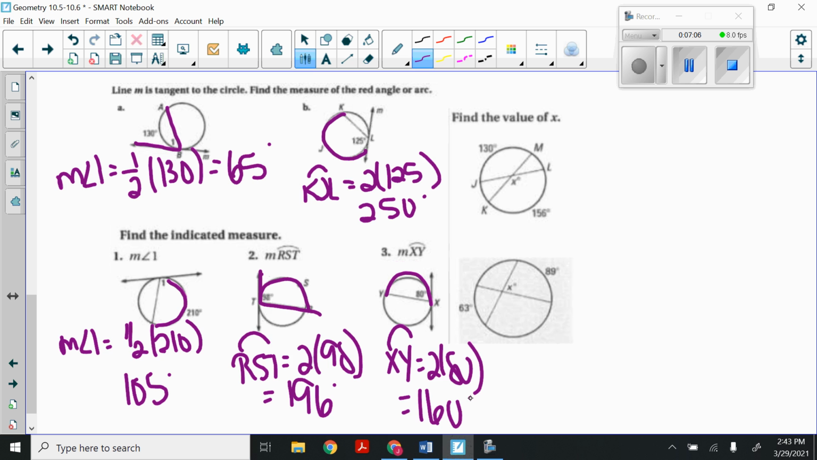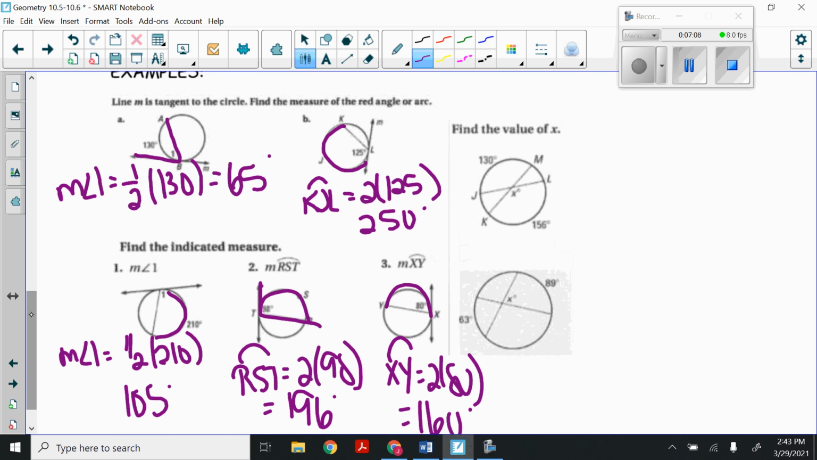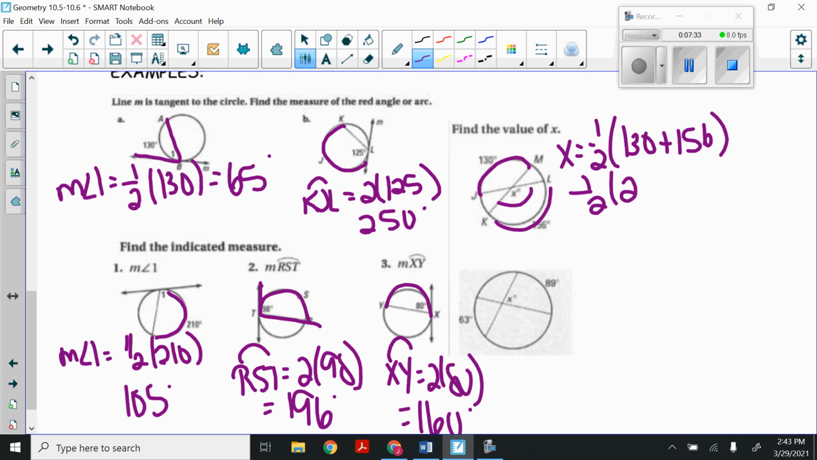So now if we come up over here on the right-hand side, this is new stuff for today. Find the value of X. This is my angle in here. Again, I have this arc out here and this arc over here. So X is equal to 1/2 my 2 arcs added together. 130 plus 156. So half of 286, which is 143 degrees.